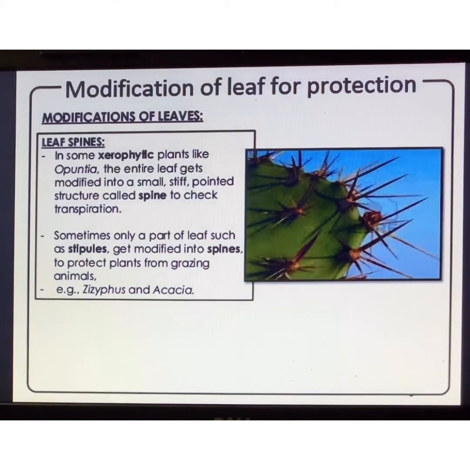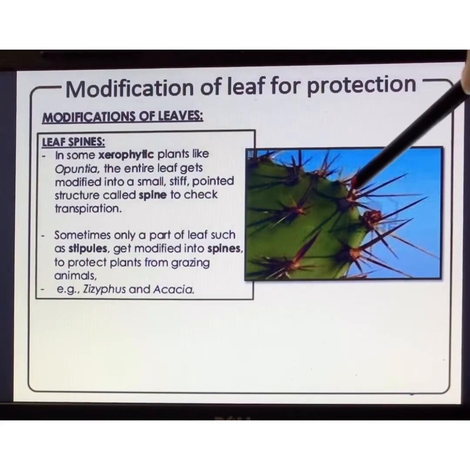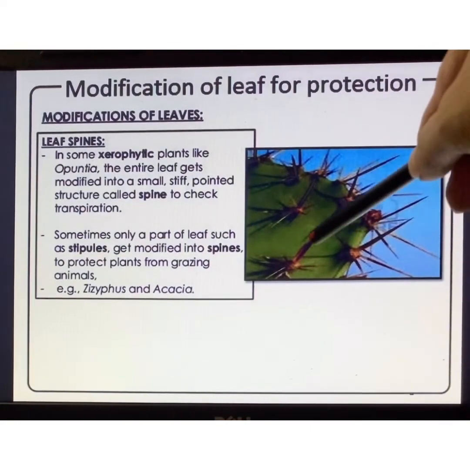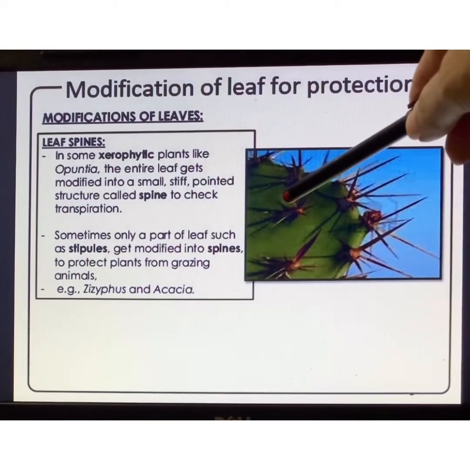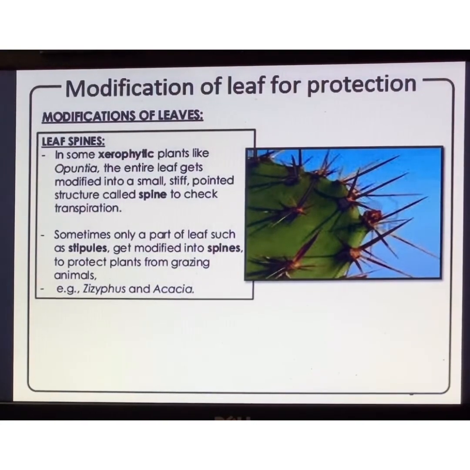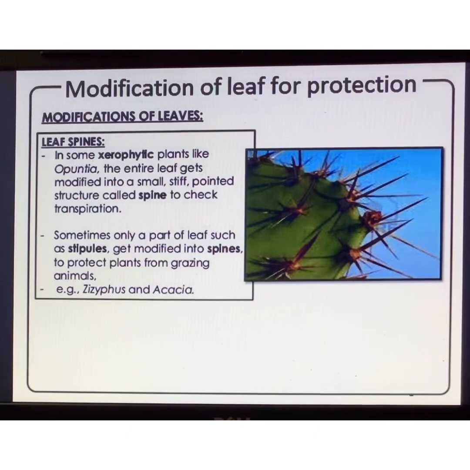Opuntia is nothing but a type of cactus. The entire leaf gets modified. Now these are the leaves, and the green part that you can see is actually the stem of the plant. So the leaves are completely reduced to thorn-like structures called spines. Now why is that happening? So that there is less amount of water loss.